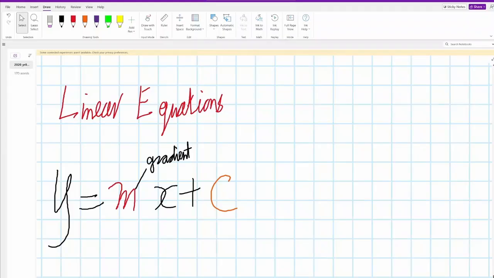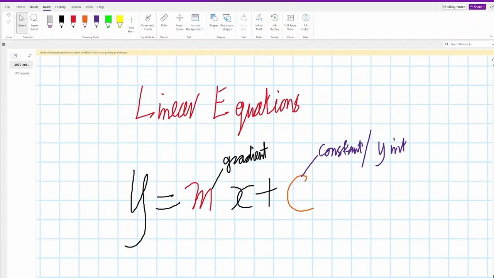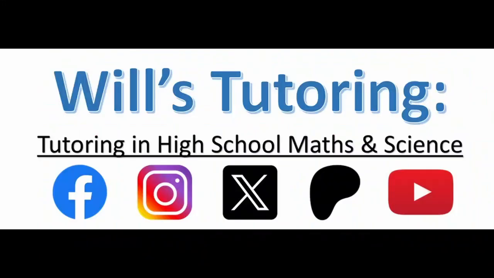The next letter we have here, of course, is c, or "she," you may like to pronounce it. And with c, what we have is it's known as the constant because it involves an integer, but more commonly it's actually known as the y-intercept because, as we'll get into in the drawing a graph from 2 points portion of this video, we will actually see that c is always going to be the y-intercept. All right, so without further ado, let's get into it.